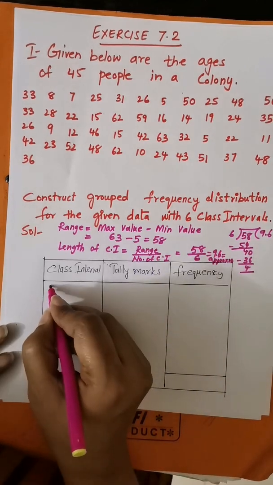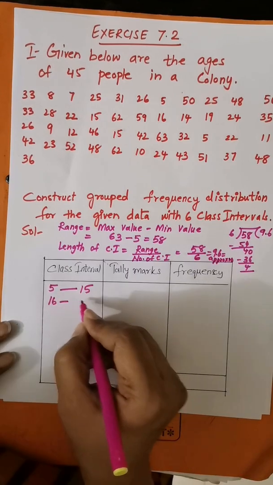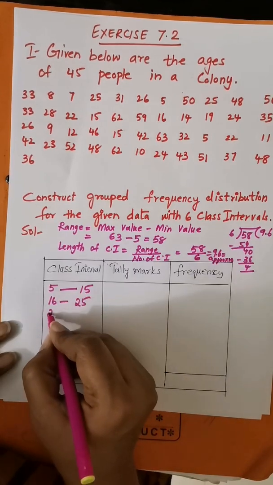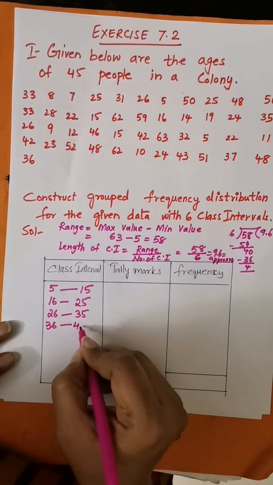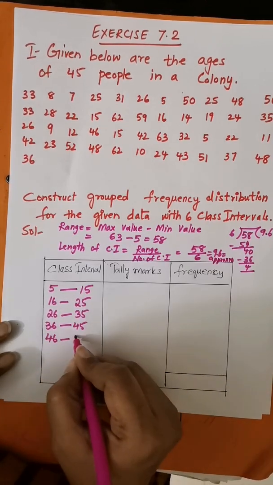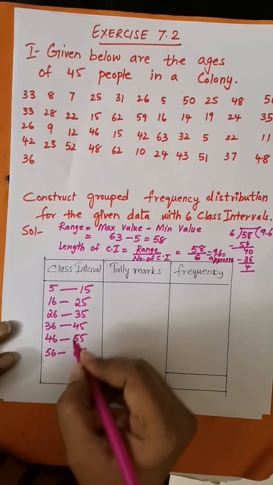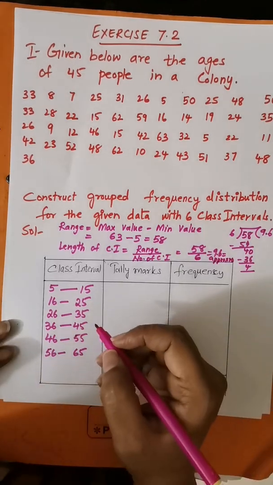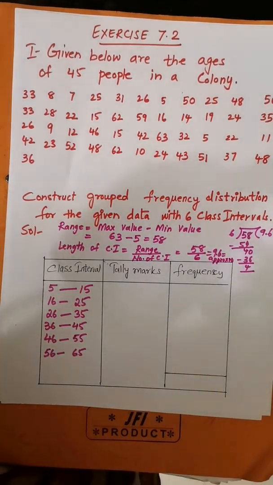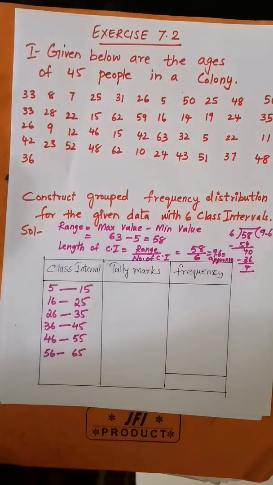So if we start from 5 to 15, 16 to 25, 26 to 35, 36 to 45, 46 to 55, 56 to 65. Now the tally marks, how to put tally marks you all know. Now what are all the ages between 5 to 15? So let us see.